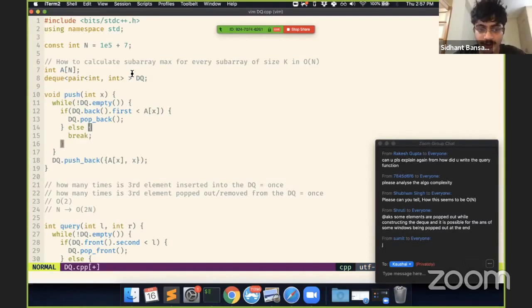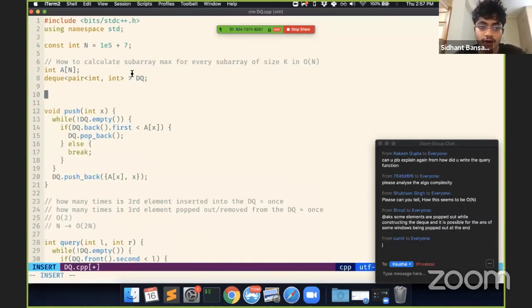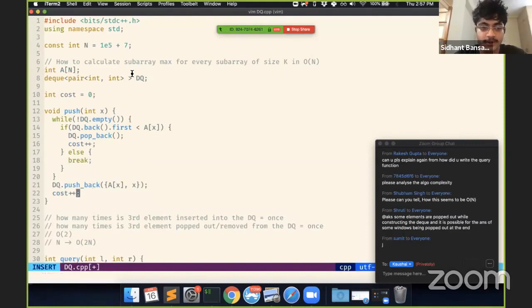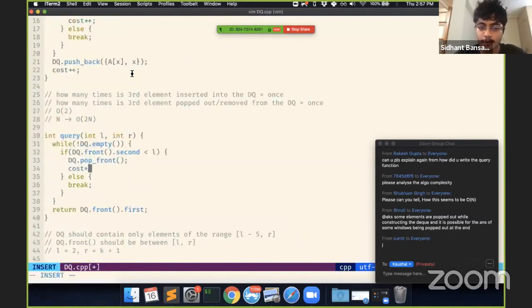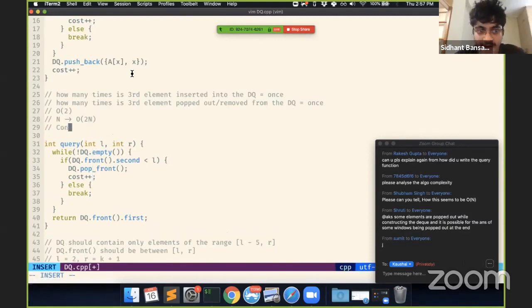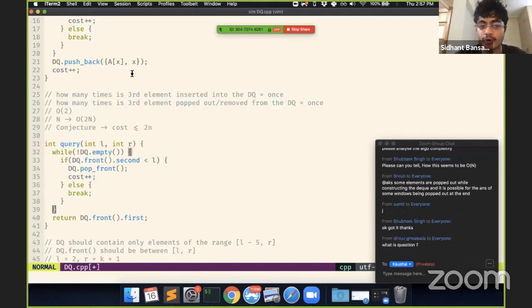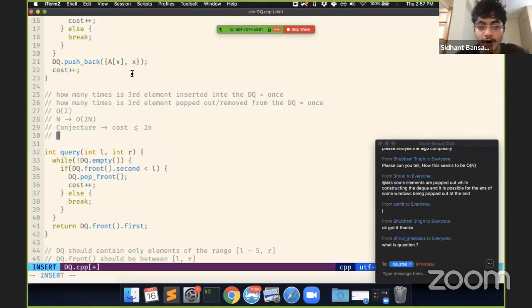If you want to think about it in a more precise way, do something like this. Have a global variable cost. Whenever you're doing a pop back, do a cost plus plus. Whenever you're doing a pushback, do a cost plus plus. Whenever you're doing a pop front, do a cost plus plus. Now I am claiming, I have a conjecture that cost will never be more than 2n. So that's why the complexity is basically order n.